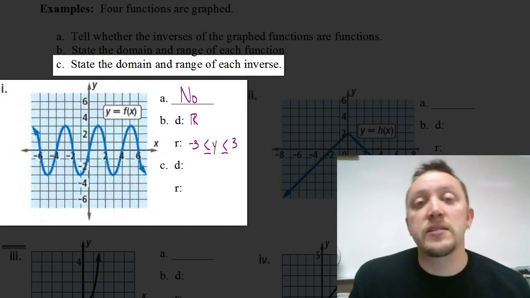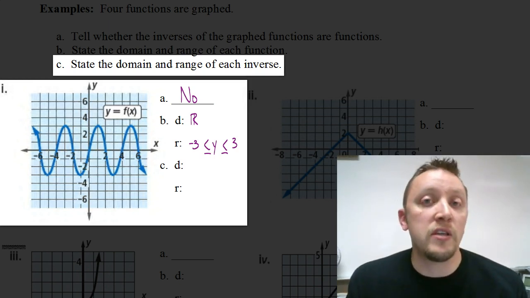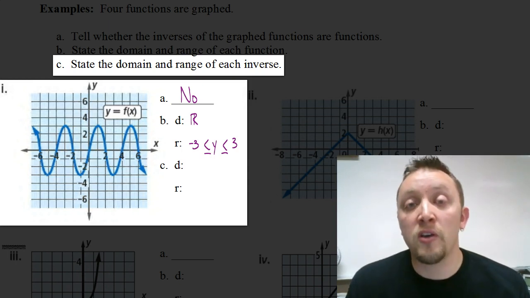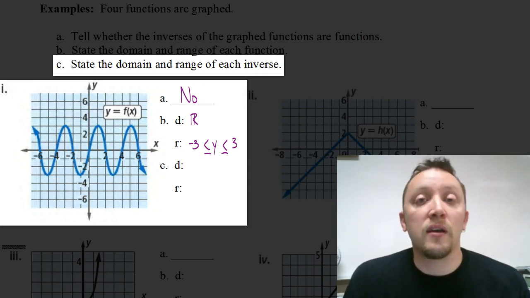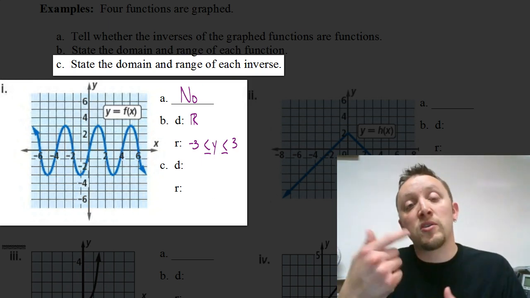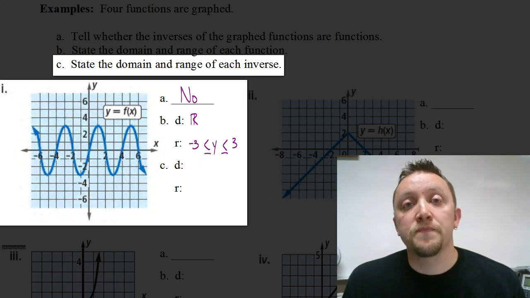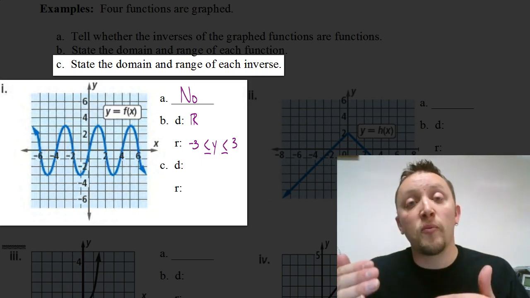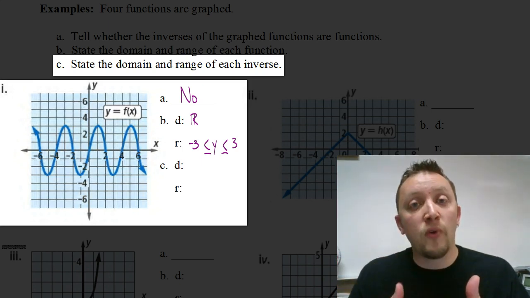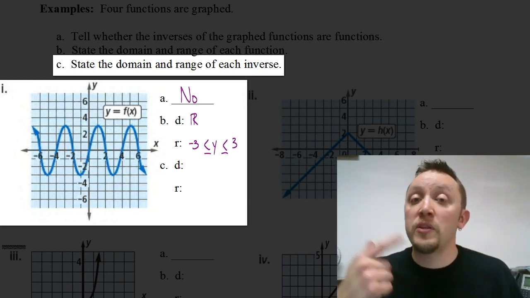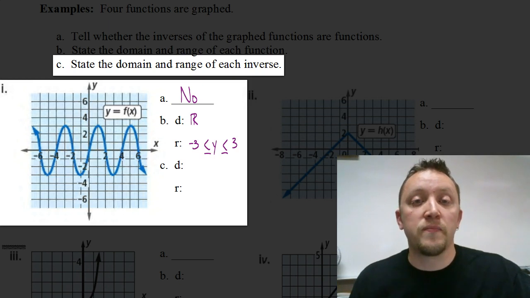Now in part C, it says to state the domain and range of each inverse. Well, recall from the previous video, which I hope you watched, that we talked about how the domain and range switch when we work with the inverse. So what was the domain is going to be the range for our inverse. What was the range is going to be the domain for our inverse.